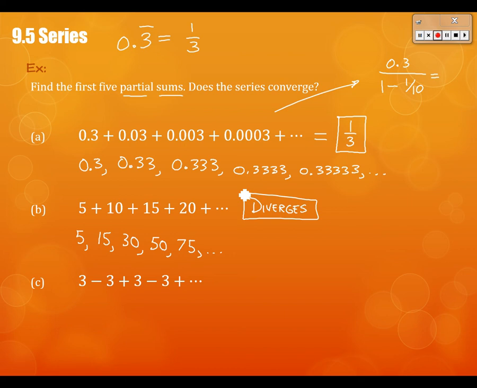Okay, what about this one? Let's list the partial sums, because this one's a little trickier maybe. The first partial sum is, again, I'll do it for you. There you go, 3. What about the first 2 terms? 0. First 3 terms? First 4 terms? I think I understand the pattern. And are these converging on a number? On one number? No. So this diverges too.